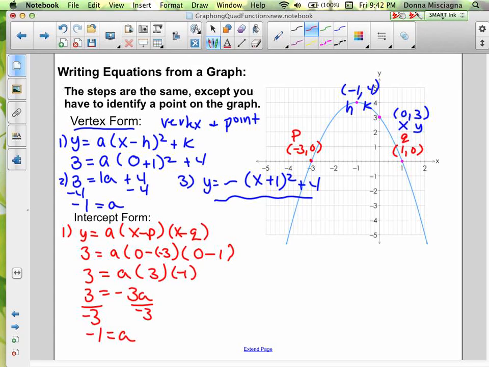And of course we would get the same value, right? Because it's the same equation. So a is the same graph we're working with. It's just a different format, just a different format for writing our equation. But a is not going to change. It's still going to be negative 1.